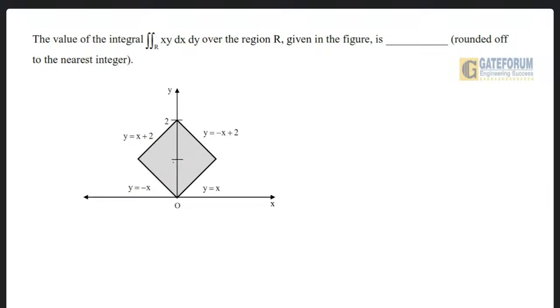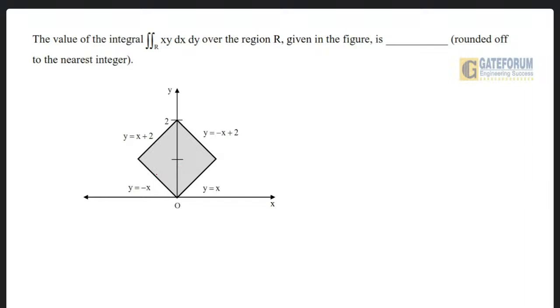Okay. So this is from engineering mathematics, from the topic multiple integrals, and the solution is: let us denote this shaded region as R. R is the shaded region. Now, to evaluate the double integral, you take either a vertical strip or a horizontal strip first.